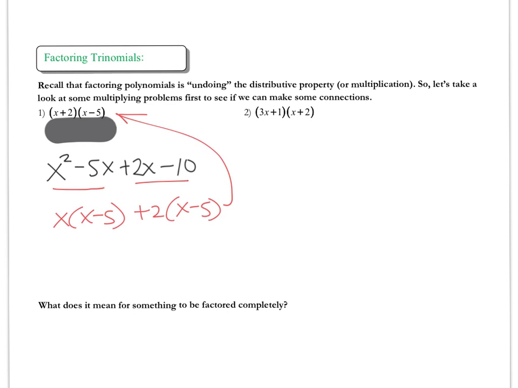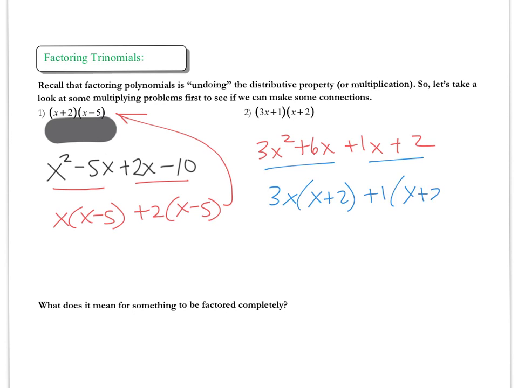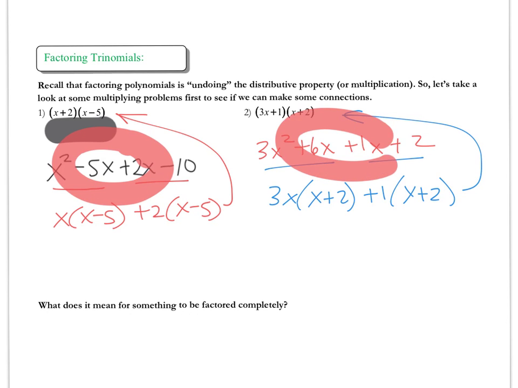So that's the idea. Look at the second one. If we have this multiplied out, it's just 3x squared plus 6x plus 1x plus 2. Again, if we do the factor by grouping, 3x times x plus 2, this is 1 times x plus 2, it ends up back where we started. So the question becomes, how do we end up getting the right numbers in the middle? We need to have this split up the right way so we can use factor by grouping to create this.